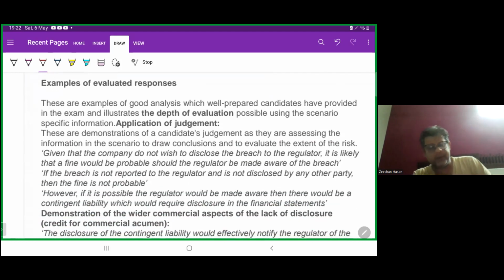Now, here are examples of the students who wrote nice answers, right? These are examples of good analysis which well-prepared candidates provided in the exam, including depth of evaluation, use of scenario-specific information, and application of judgment. So these are demonstrations, as you can see.